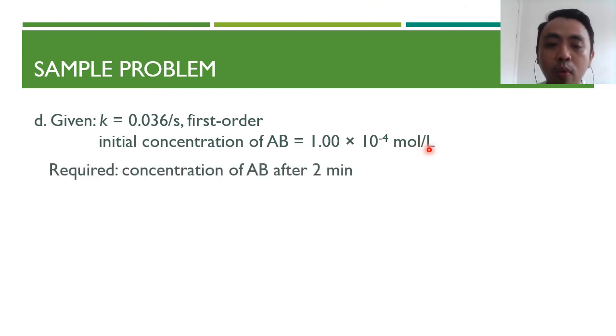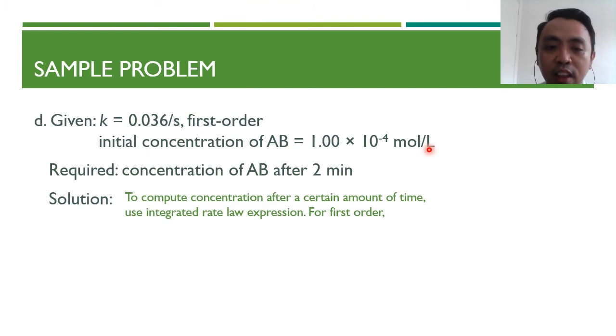In letter D, we are asked to determine the concentration of AB after 2 minutes. To solve this, we refer to the integrated rate law equation for the first order reaction. This is what we'll use to compute the concentration after a certain amount of time. Not the rate law expression, but the integrated rate law expression. For a first order reaction, the integrated rate law expression is the one that you can see on the screen.